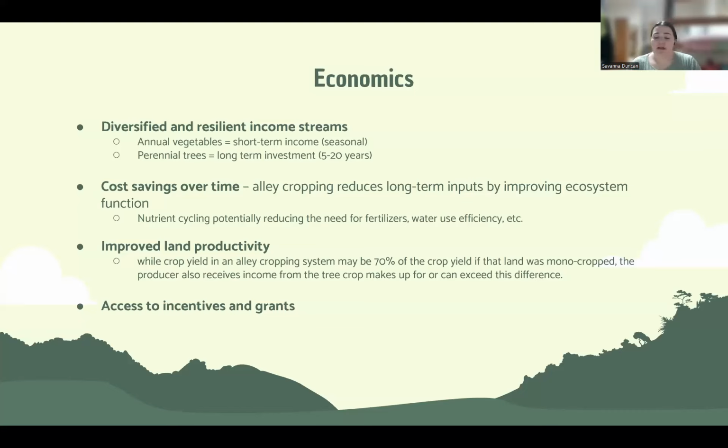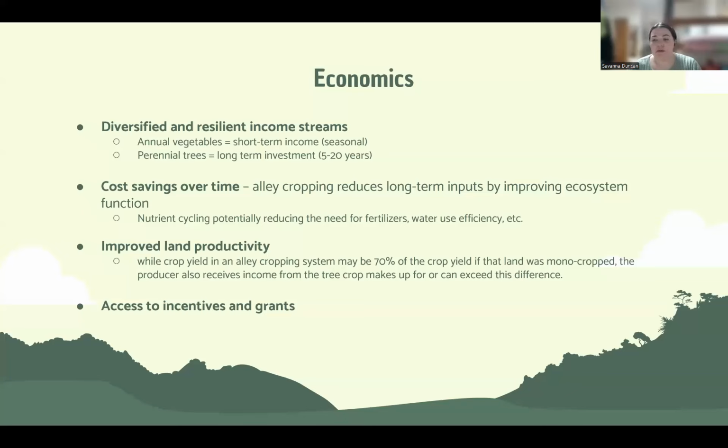On top of that, it's important to factor in the ecosystem services provided by utilizing this approach. Ecosystem-minded approaches can reduce long-term additional inputs by the farmer and can be cost-saving over time. With the nutrient cycling capability of the perennial tree and shrub plantings, they can potentially reduce the amount of fertilizers needed, decrease irrigation needs, and offer wind protection like we talked about. Additionally, alley cropping has been shown to improve land productivity, where growing two crops together can be greater than growing the same crop in a monoculture or pure stand.